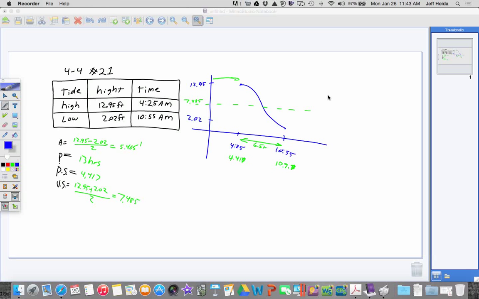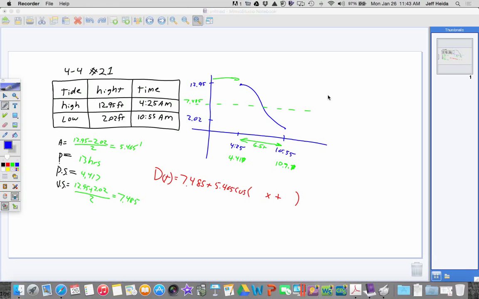Okay, now we have the amplitude, the period, the phase shift, and the vertical shift, so we can write the equation. We don't have all the information yet, but we can say the depth of the water at any given time, rather than f of x, I'm doing d of t. It's the same thing, just different letters. D of t, depth at any given time, is kind of descriptive. So the first thing I would do is put the vertical shift, 7.485, plus the amplitude, 5.465, times cosine of, and we'll fill that in a second.